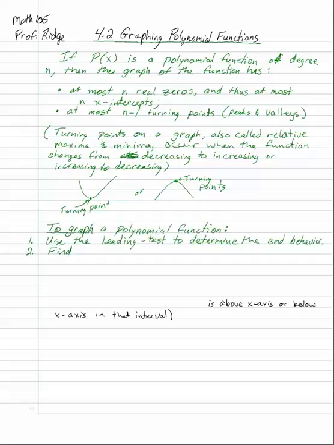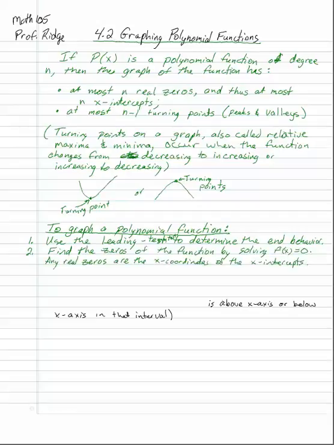Alright, so to graph a polynomial function, we're going to do the following. Your first thing is you're going to use the leading term test. I forgot to write term test. To determine the end behavior. Then you're going to find the x-intercepts, so you're going to find the zeros. You find the zeros by setting the function equal to 0 and solving it. And then any real zeros are the x-coordinates of the x-intercepts. So that's our goal, is to find the x-intercepts.